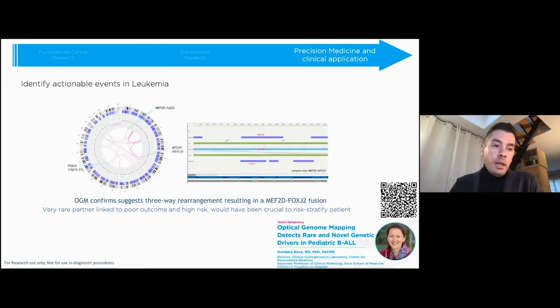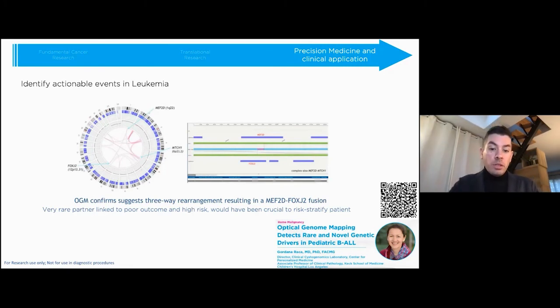And here, in this pretty complex Circos plot, a 3-way rearrangement between chromosome 1, 6, and 12, leading to a fusion between MEF2D and FOXG2 was identified. MEF2D fusions define a specific subtype of B-ALL, and FOXG2 is a very rare partner described only once, explaining why it was not part of their NGS panel and why it was missed in their initial comprehensive testing.